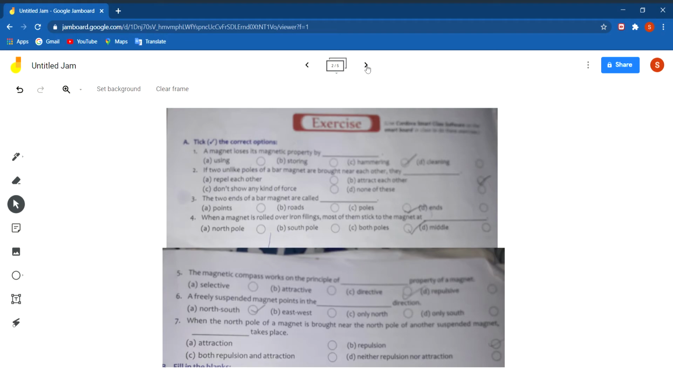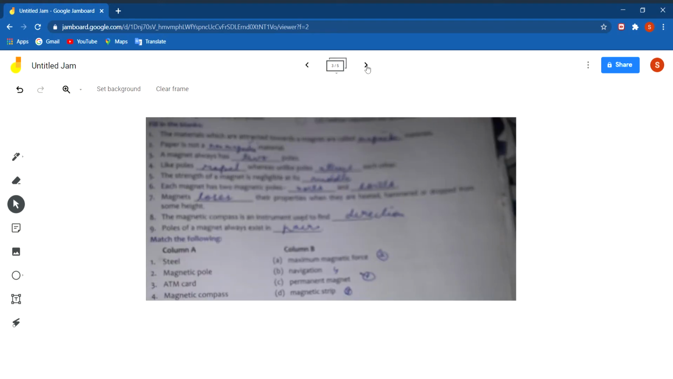Now let's see the fill in the blanks. The materials which are attracted towards a magnet are called dash materials. They are called magnetic materials. Paper is not a dash material. Paper is not a magnetic material. Then a magnet always has dash poles. A magnet always has two poles. Like poles dash, whereas unlike poles dash each other. Like poles repel each other, unlike poles attract each other.